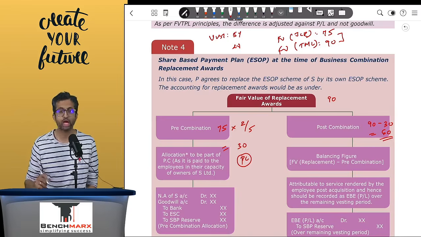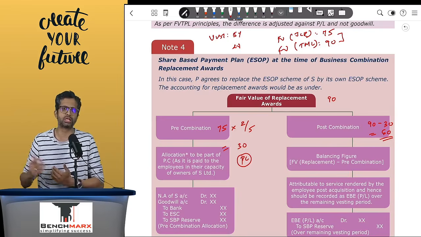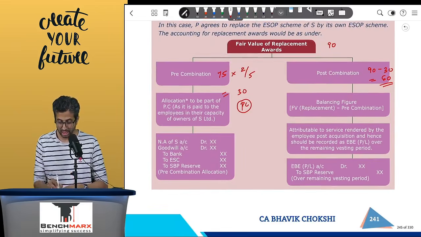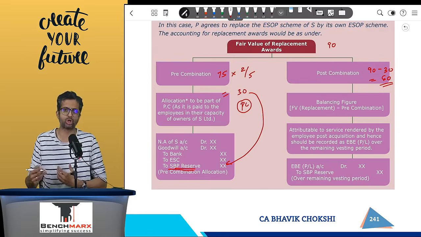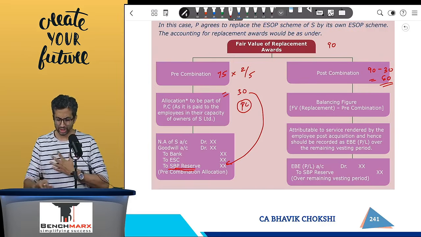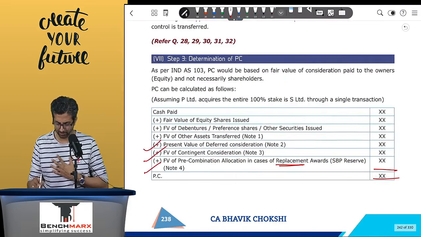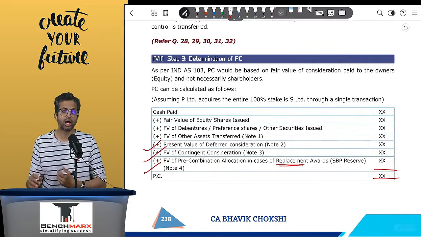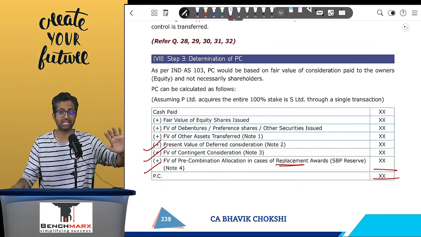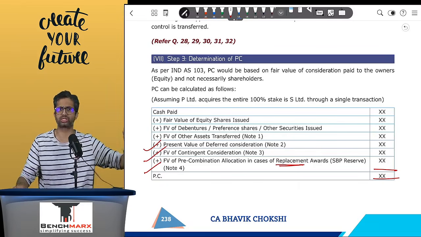You can just show this working and you can spread this over, let us say, the remaining 2 years. EB account debit, let us say, to SBP reserve. Till that time, in your SBP reserve, you can include 30 as a part of PC because this is kind of a payment made to the owners. Okay, so this will give you kind of the total PC over here. Now, this is a workable PC provided you acquire control in a single transaction.